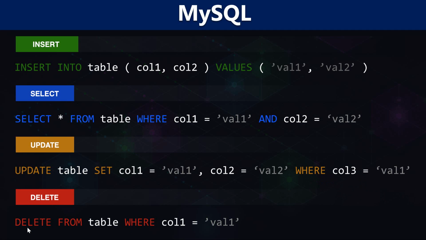Finally, we have DELETE FROM table name WHERE column equals value. And if you omit this part here, so if you just write DELETE FROM table, it's going to delete all the records from your table. So that's basic MySQL syntax, and that's all we're going to need for this video.